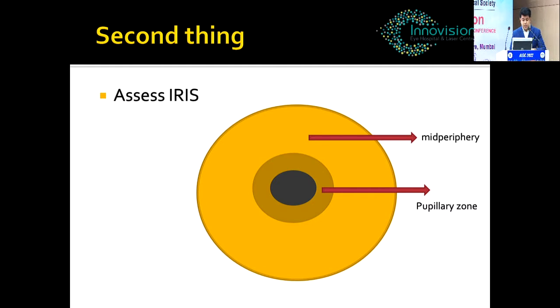The second step is to assess the iris. The pupillary zone is the area where there is the constrictor pupillae, so that is the area where you're not supposed to enclavate. The mid periphery is the area where you actually enclavate it.